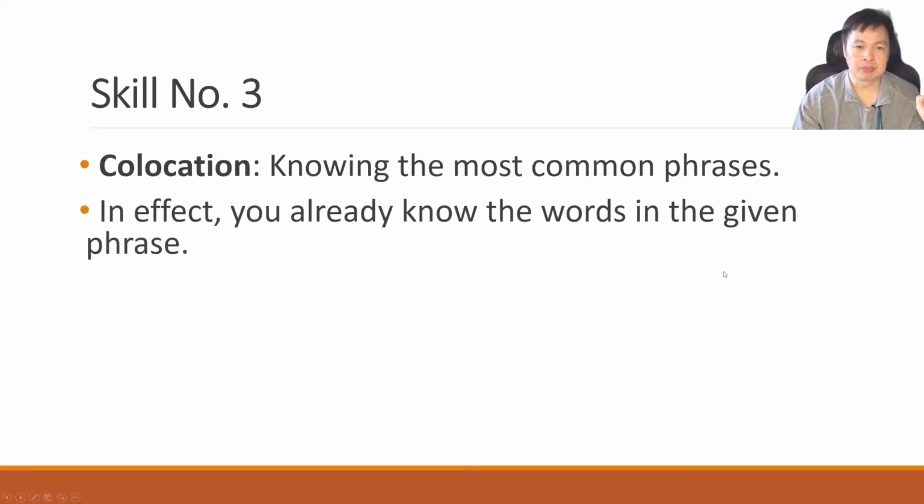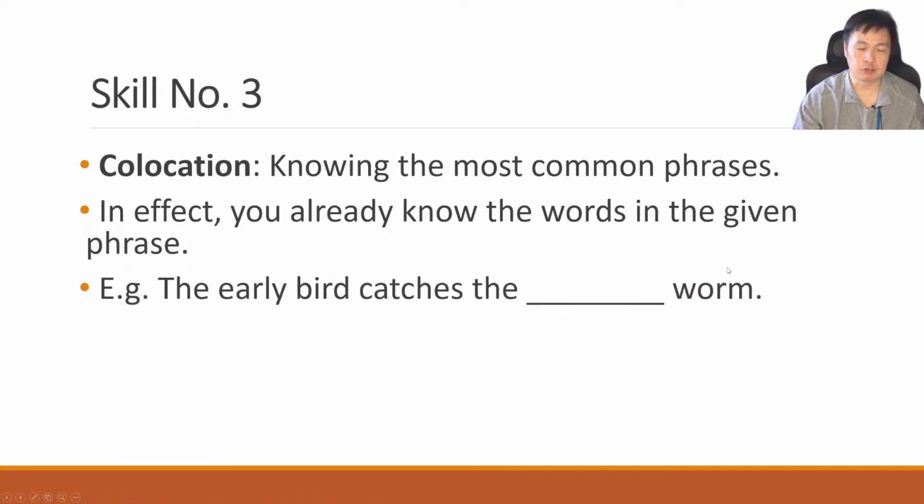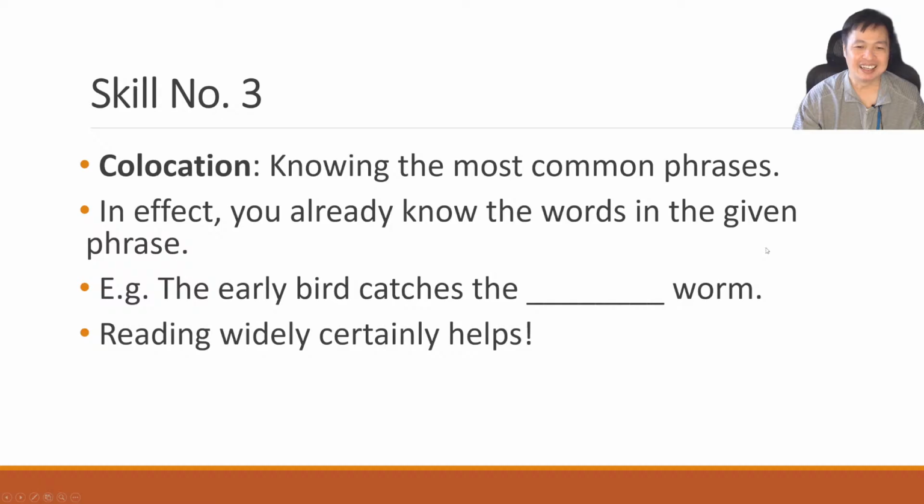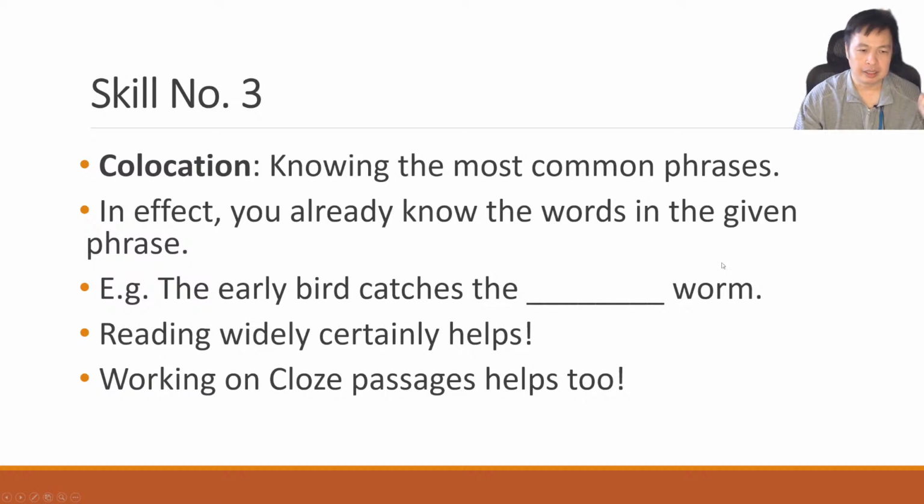All right. So in effect, you already know the words in the given phrase because you've seen it before somewhere, right? For example, the early bird catches the what? Worm, and everybody knows this, right? The skinniest worm? No, the fattest worm. Okay, so reading widely certainly helps. All right, so your vocab, and collocation, this is the fastest way to arrive at the answer. Okay, because you don't even have to look for clues. You already know the phrase. All right. And just practicing on closed passages certainly helps as well. Okay.